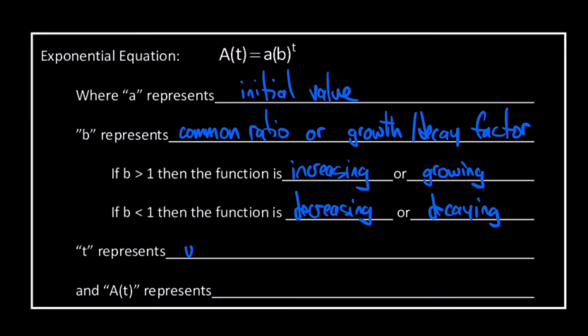T represents a unit of time. Right? For our real-world applications, we're always talking about time. Could be years, could be days, hours, minutes, whatever the application specifies. And A of T represents the end amount. How much you're left with after T units of time.